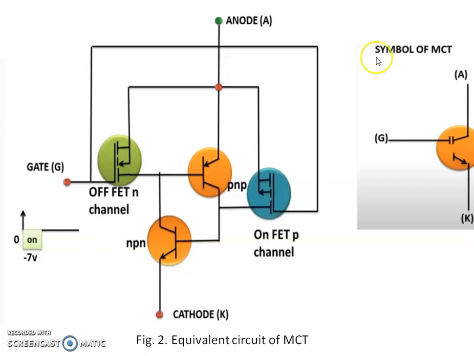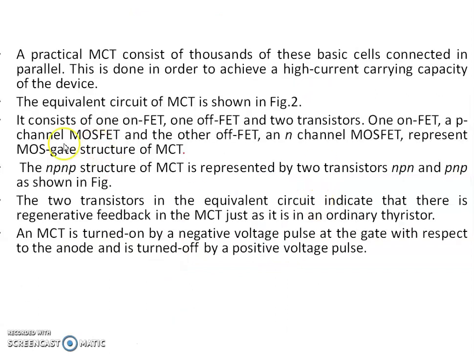The equivalent circuit of the MCT is this one, and you can see the symbol of the MCT here. Here we have one off-FET, an N channel, and an on-FET, a P channel, and another pair, a PNP and an NPN transistor. This is the equivalent circuit of the corresponding MCT.